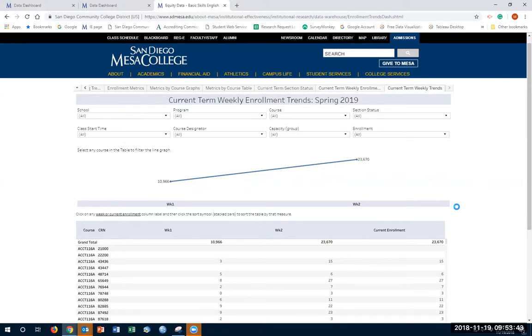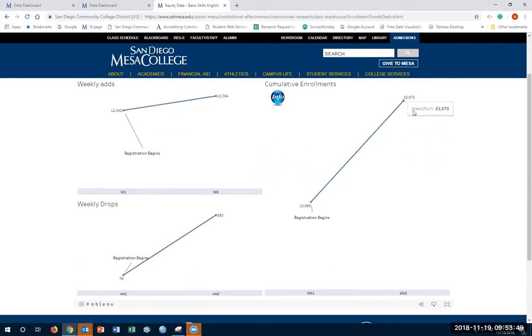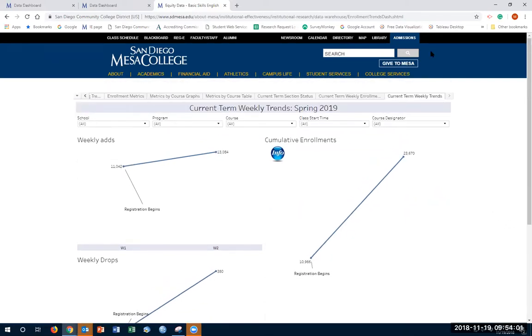And then the last separates out students adding, the students dropping, and the cumulative enrollment. You can see when we see spikes in enrollment, when we see spikes in drops, and the cumulative or sum enrollment for the semester.